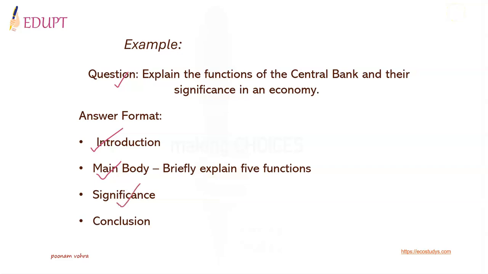Then you must write the significance. That is, it maintains price stability and controls inflation. It ensures economic growth by providing a conducive monetary environment and promotes financial stability by supervising the banking system. And finally, it should have a conclusion. That is, the central bank plays a crucial role in regulating the economy and ensuring stable and sustainable growth. By including all these 4 aspects, the answer would be complete.